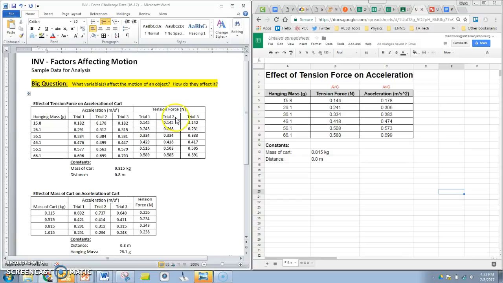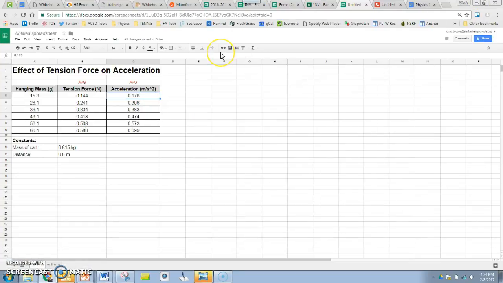So what I've already done is I took these 3 trials of tension forces, and I averaged those values. 0.145 plus 0.145 plus 0.142 divided by 3 gives me 0.144. I did that for the whole column there. Same thing with acceleration. I averaged the 3 trials, and I put that over here in that column. So I'm going to switch over to this Google Sheets spreadsheet here for the data analysis. I also brought over our constant values that might come into play a little bit later.